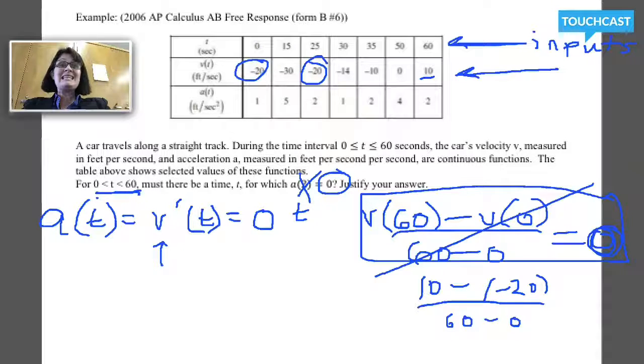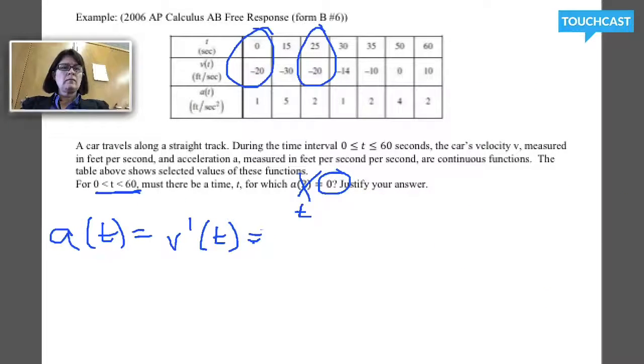In this case, the T's, and A and B are inputs. So I'm going to choose A is 0 and B is 25, so that I can have a difference quotient, an average rate of change, that is equal to 0. So I'm going to erase what's here and start over. All right, I said I'm going to let my A equal 0 and my B equal 25. So here's my new average rate of change.